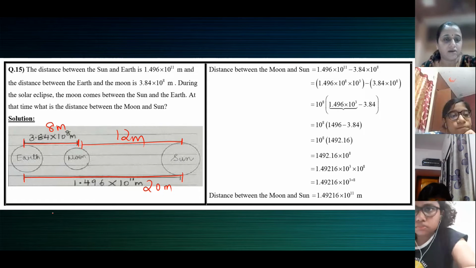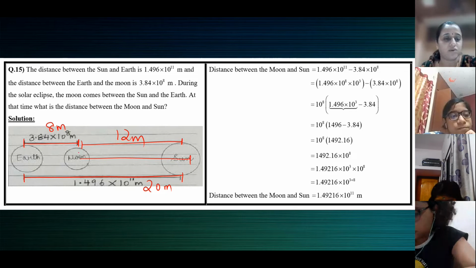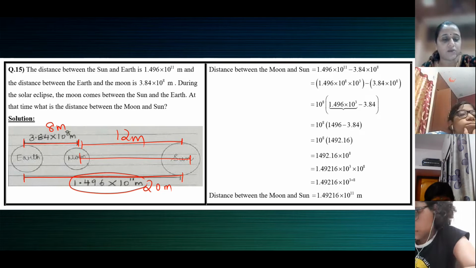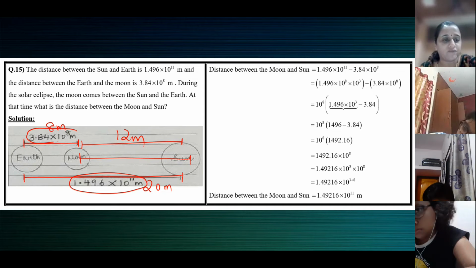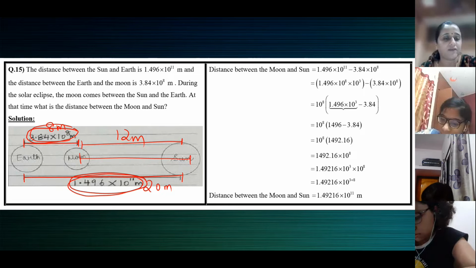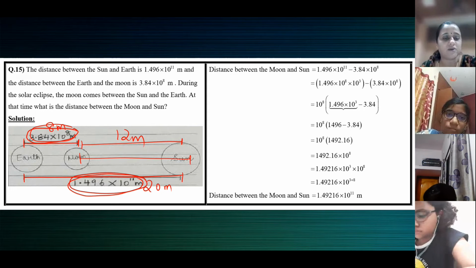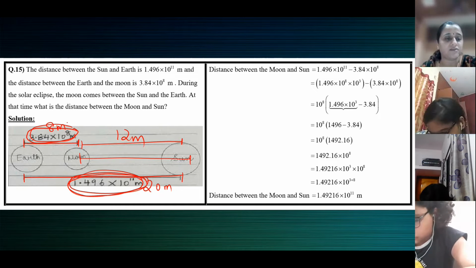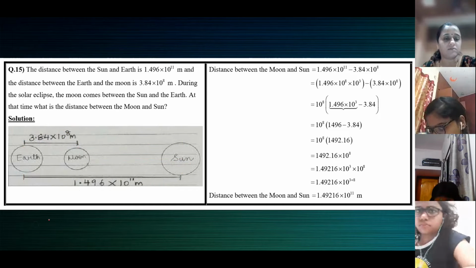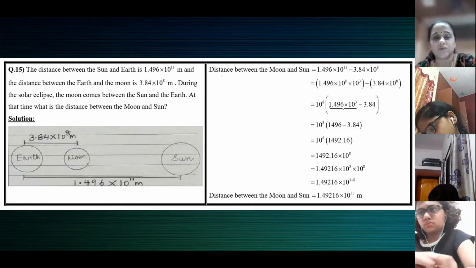So in the same way, to find the distance between the Moon and the Sun, we need to subtract this value and this value. We need to find the difference. So like we did 20 minus 8 and got 12, in the same way, the difference between this value and this value will give us the distance between the Sun and the Moon. So that's what you see here.